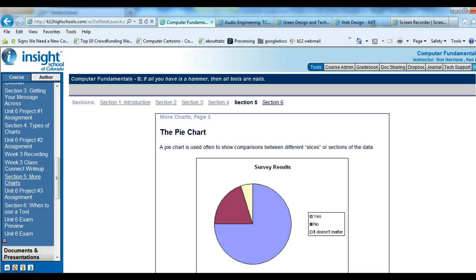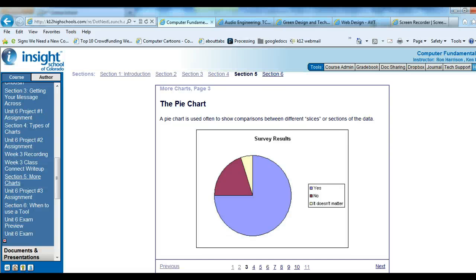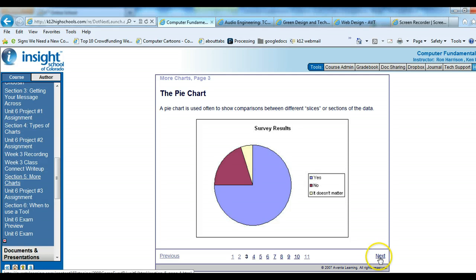So a pie chart is used, you can see, to show comparisons between different slices or different sections of data. So there's an example of a pie chart. We don't know what they asked. This could be like, what do you think about not being able to chew gum in school? So these are the votes. Or you could have a pie chart on color of students' hair. You have brown, blonde, black, red. And then you have a pie chart on that. So that's what a pie chart shows, different chunks of information.